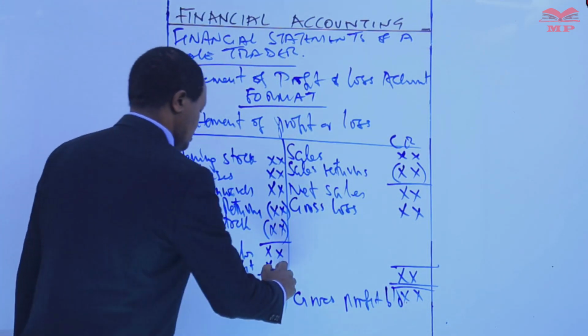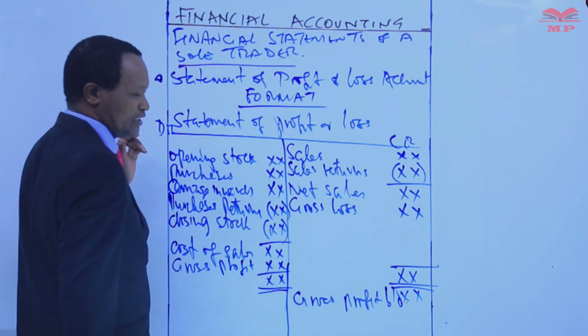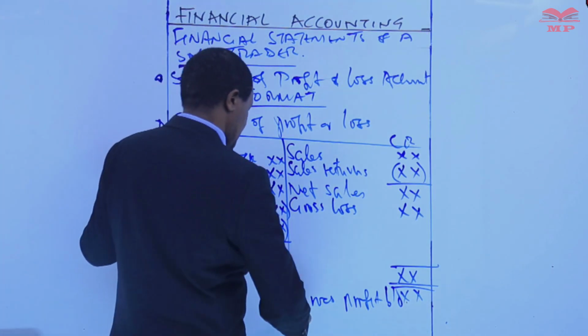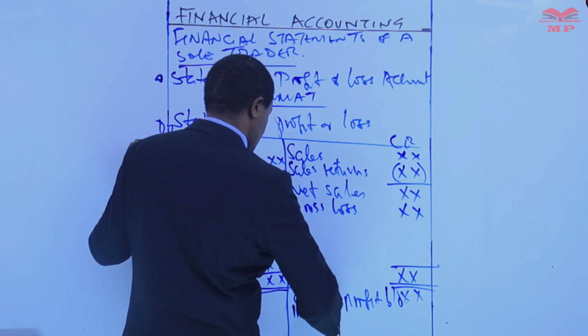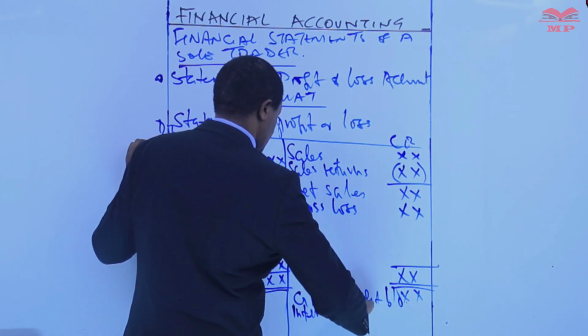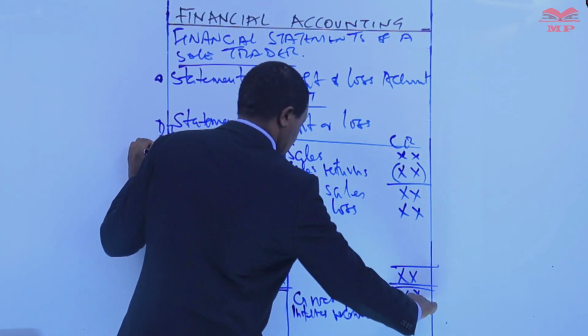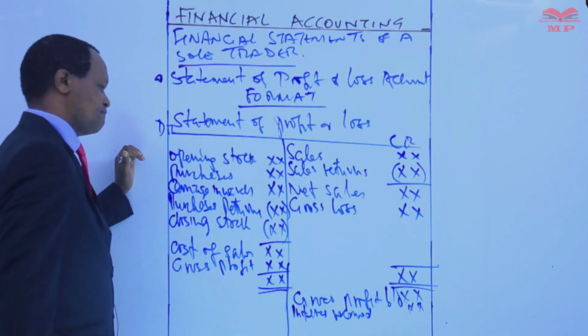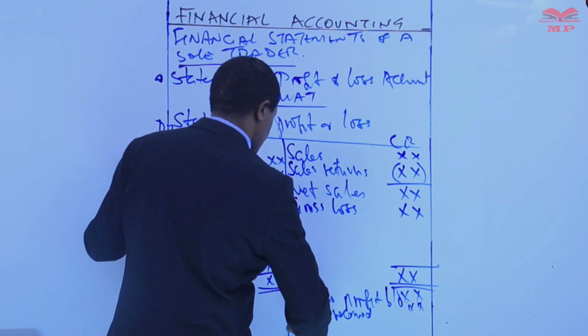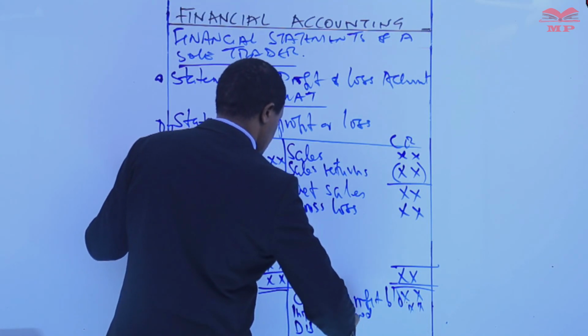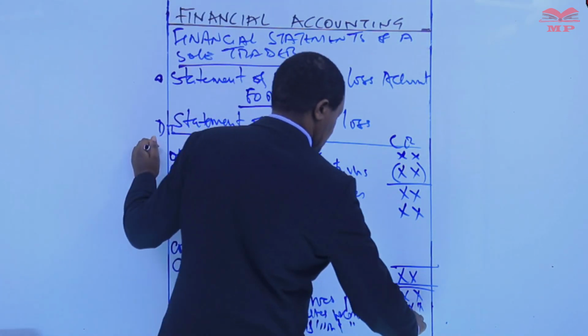Then, if there is any other income, like dividend income or interest received, we add it to the gross profit. That could be discount received; we add it to the gross profit.